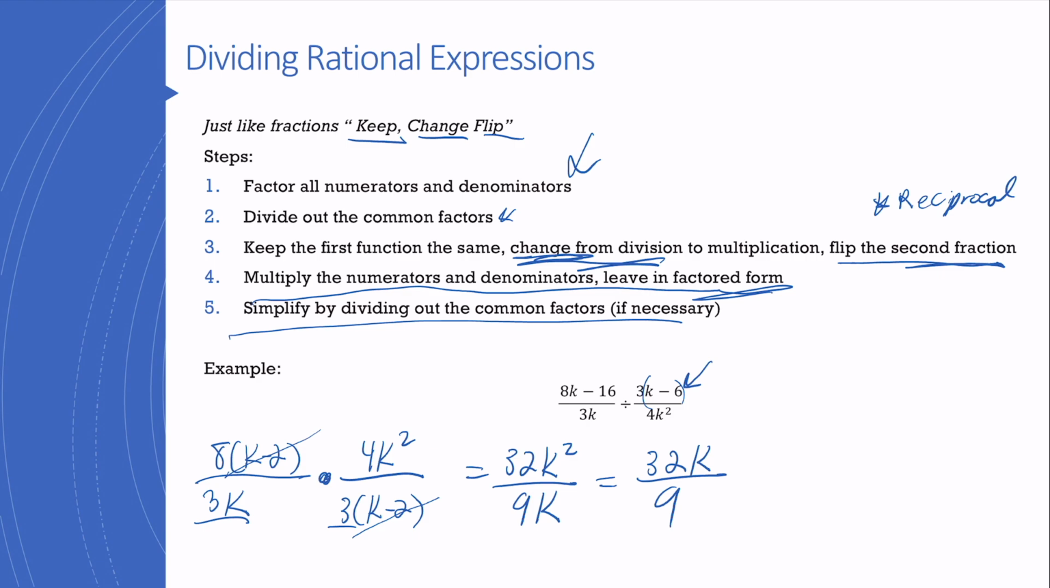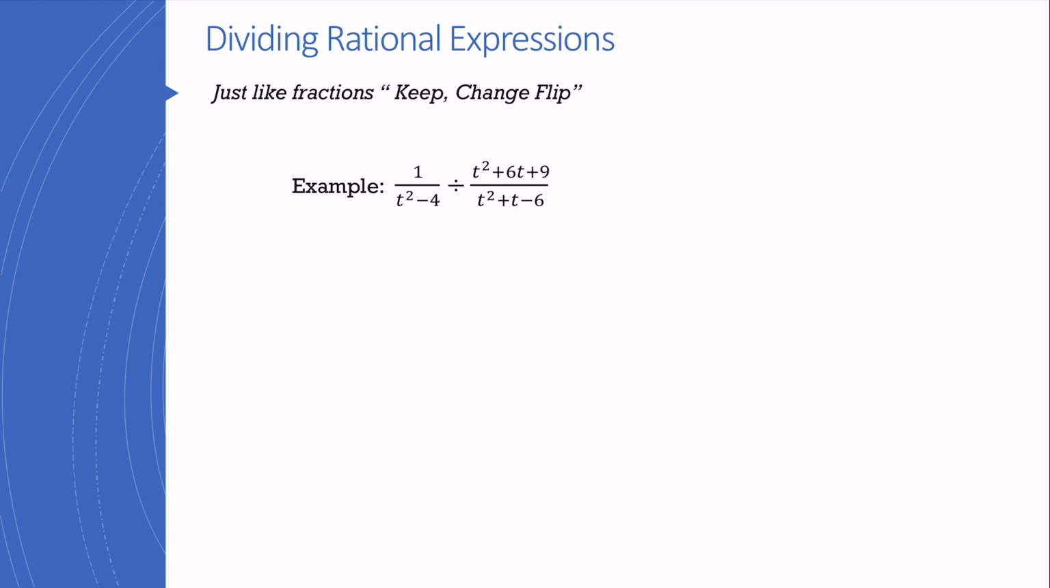Let's try some more examples. Last examples of the video. So I have 1 over t squared minus 4 divided by t squared plus 6t plus 9 over t squared plus t minus 6. So let's factor everything first. My first denominator factors into t plus 2, t minus 2. And this is all divided by this, which is going to factor into t plus 3 squared, right?